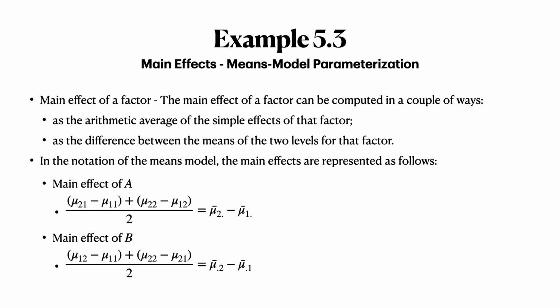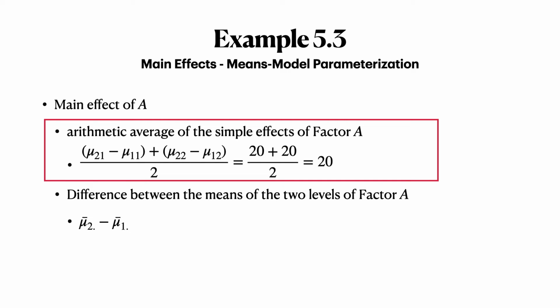And for each of these two equations, the main effect of A and the main effect of B, I have two representations. The representation on the left-hand side of the equal sign is the representation of the main effect as the arithmetic average of the simple effects for that factor. And the expression on the right-hand side is the difference between the means of the two levels for that factor. And so let's calculate the main effect of factor A.